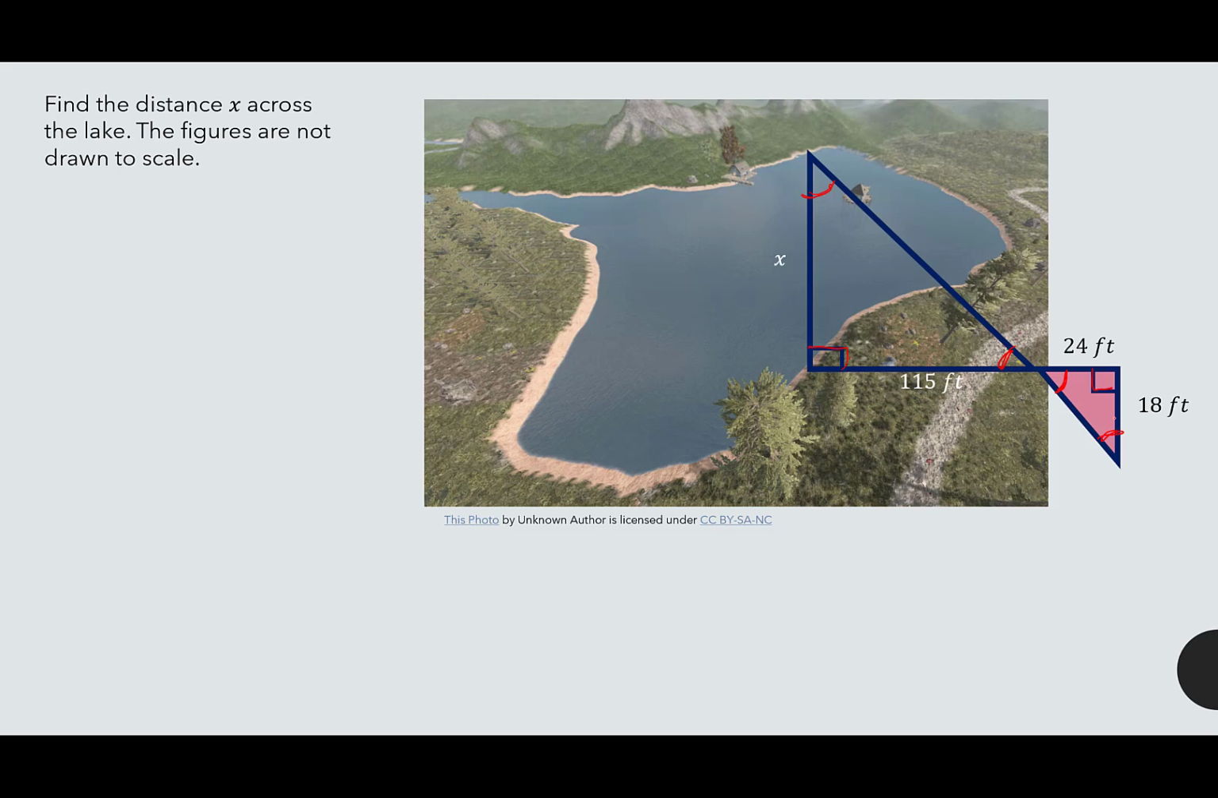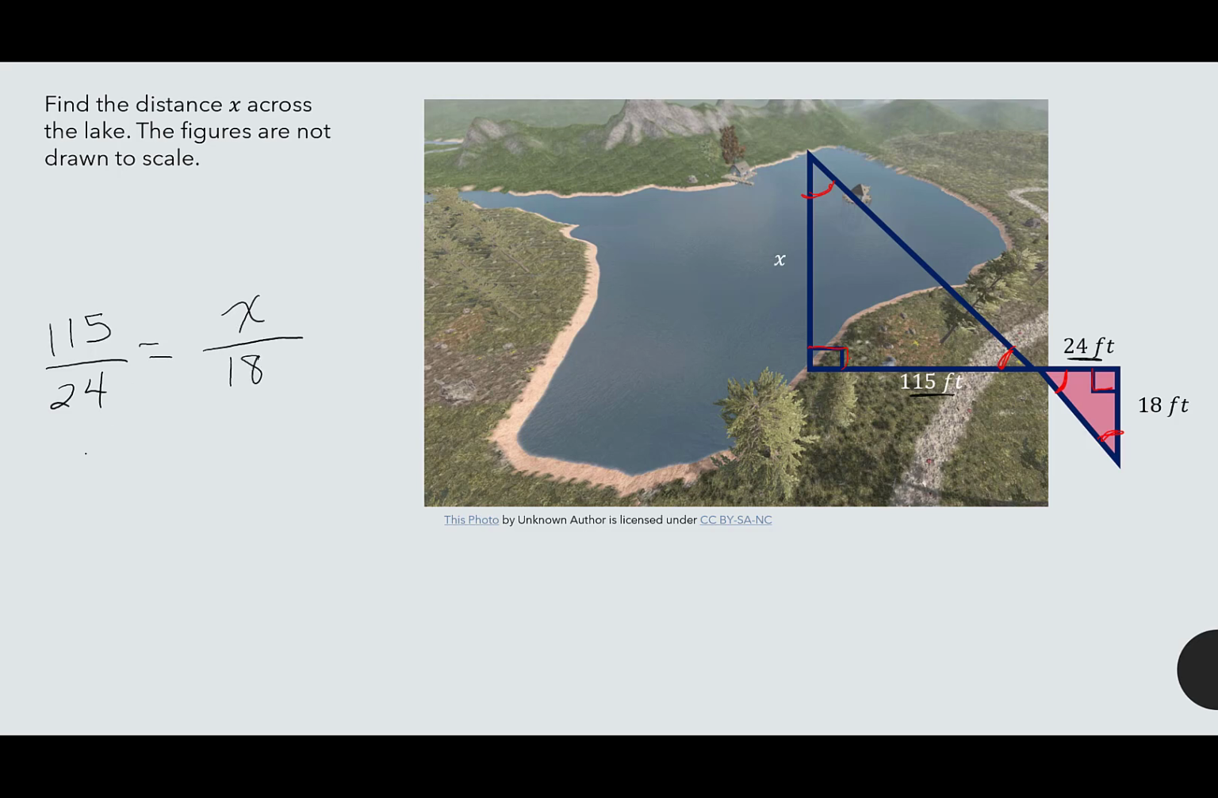So what we have to do is line up what corresponds to what. What I'm going to look at is this 24 compares to the 115. I'm going to put the big one first. I'm going to say 115 compares to 24, so the big to the big, and I drop the units because they're the same and they would cancel, and that would be equal to, from the big triangle I have x, from the little triangle I have 18. Again, they should both be in feet.